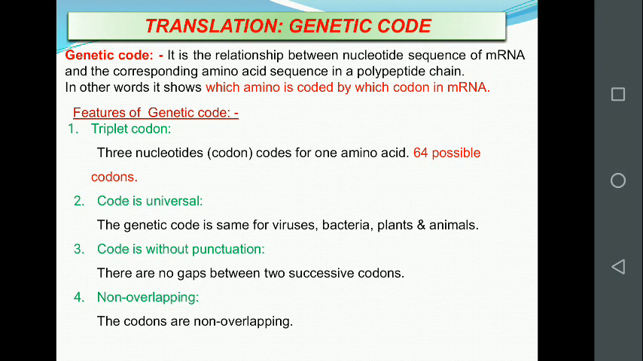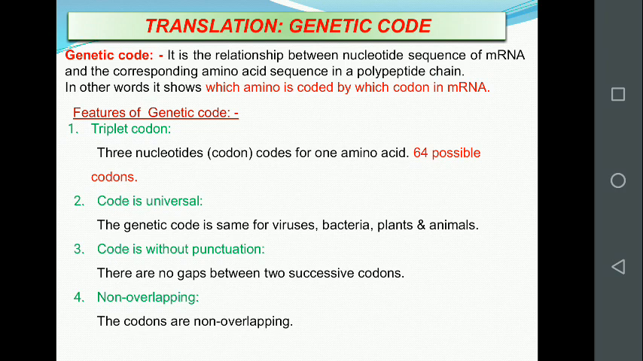class with genetic code. Here the definition of genetic code is, it is the relationship between nucleotide sequence of mRNA and the corresponding amino acid sequence in a polypeptide chain. In other words, it shows which amino acid is coded by which codon in mRNA. You can easily understand what is the genetic code.